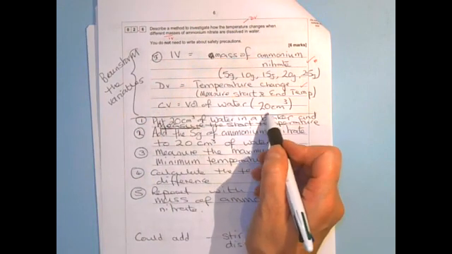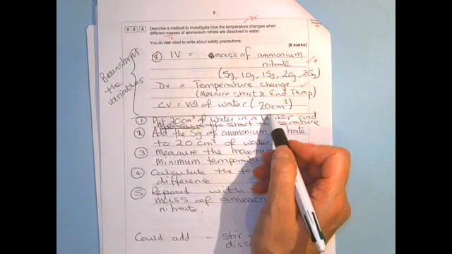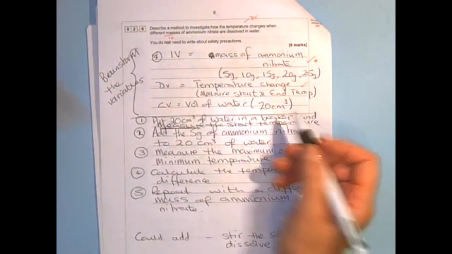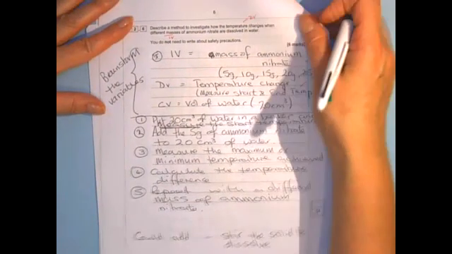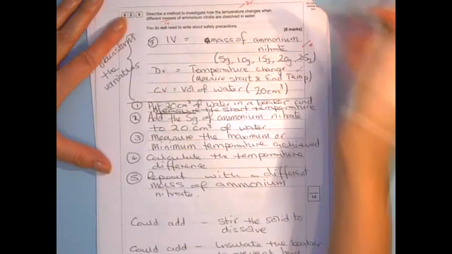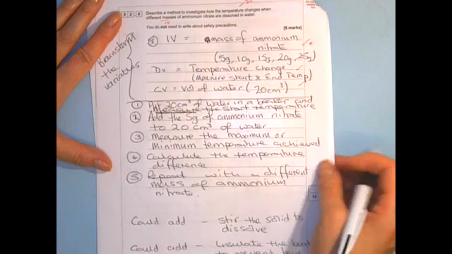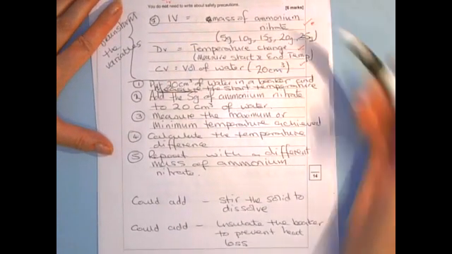Now it could be any volume of water, 10 centimetres cubed, 20 centimetres cubed, 100 centimetres cubed. Just choose a value. I've chosen 20. So as long as my method will give me a valid outcome, basically I can get proper results from it, then I will get full 6 marks. And I'm halfway there already just with the first part.